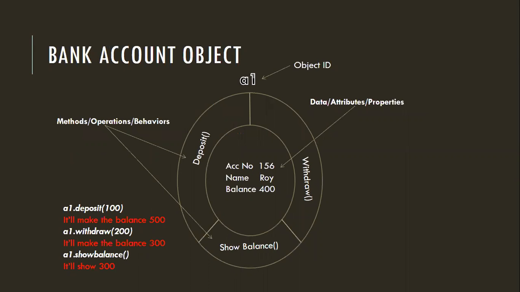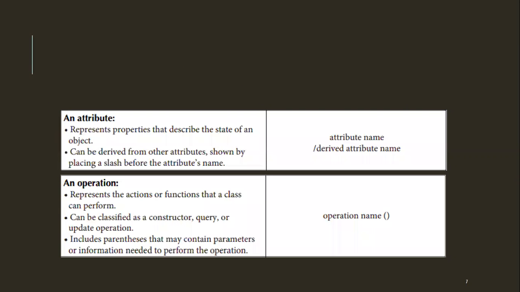This is what I showed you. Now look, I have clearly given it here. An attribute represents the properties that describe the state of an object. What describes is what we call an attribute. So you are describing something.